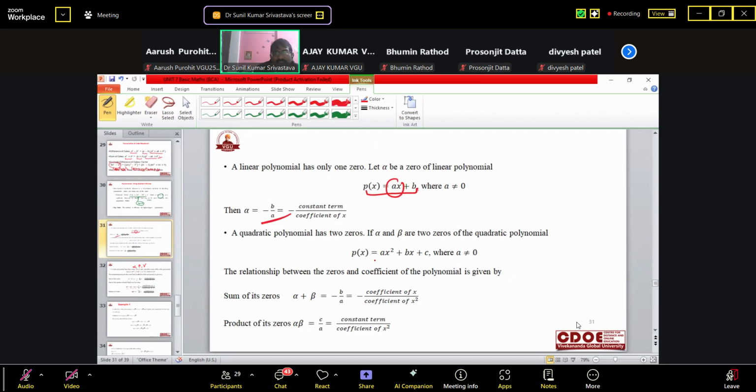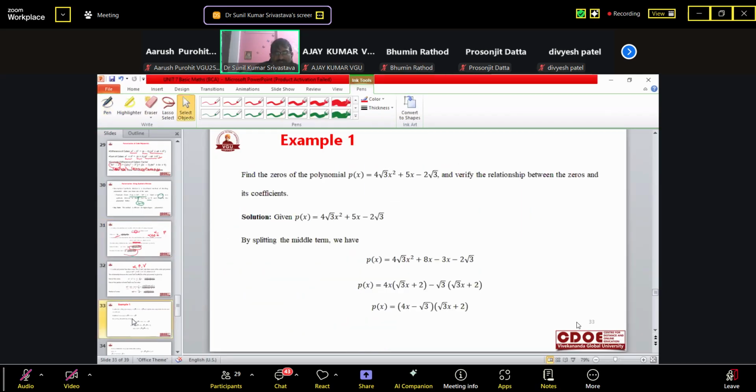A quadratic expression has two roots. Suppose one root is alpha, the other root is beta. What is the sum of roots? Sum of roots is equal to minus the coefficient of x upon the coefficient of x square. And product of roots is equal to the constant term upon the coefficient of x square. That is so easy. You have to use the formula here, just use it and find the answer for that particular thing.